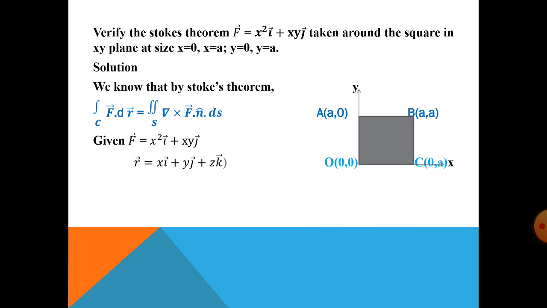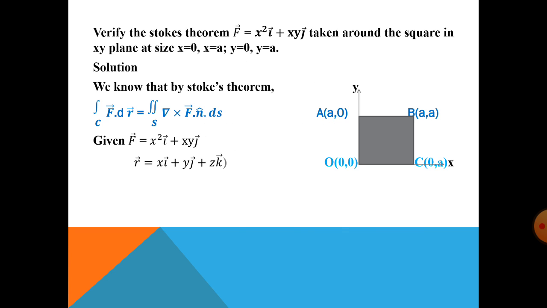Verify the Stokes theorem. F vector is equal to x square i vector plus xy j vector taken around the square in the xy plane, bounded by x is equal to 0, x is equal to a, y is equal to 0 and y is equal to a. So using the limits, construct the diagram. Let's write the Stokes theorem condition. Given F vector is equal to x square i vector plus xy j vector.